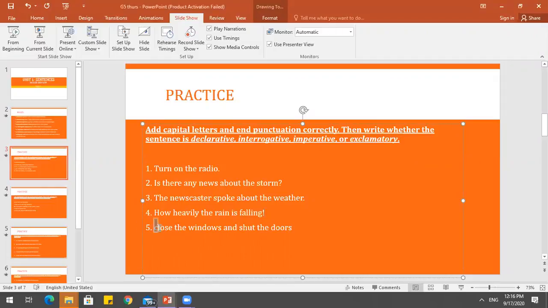Right. And put comma before and. In this sentence, we don't need a comma. All right, it's a command. Close the windows and shut the doors. Do this and this. All right, there might be confusion, but it's just a period. That's right. Okay.